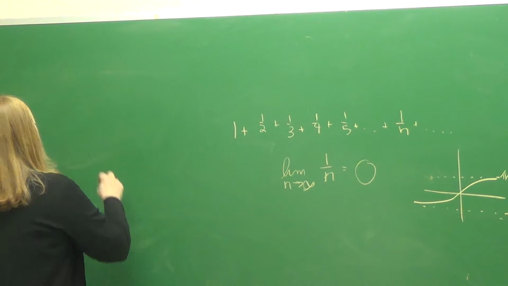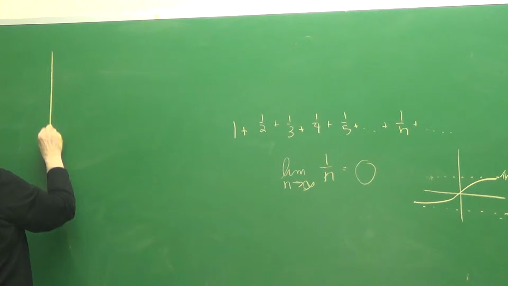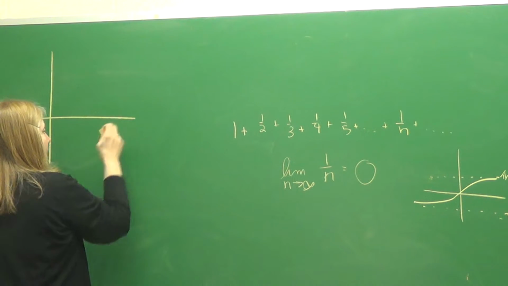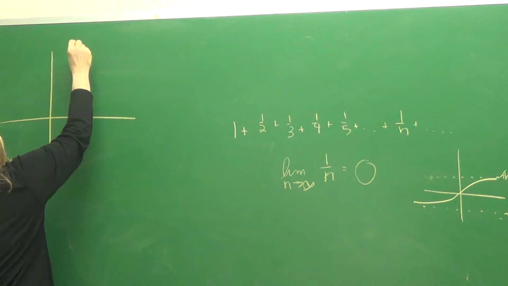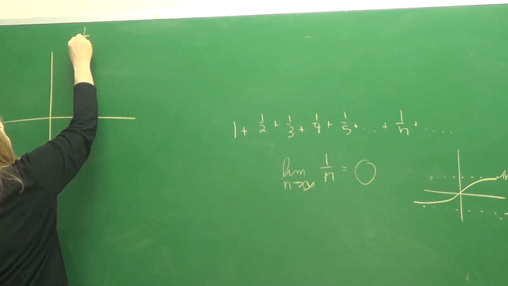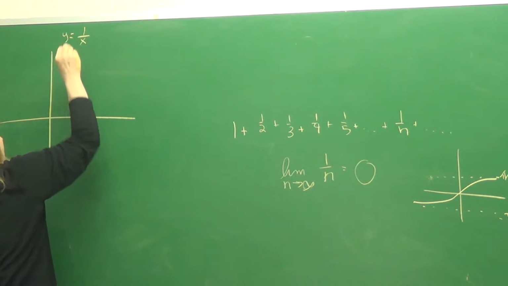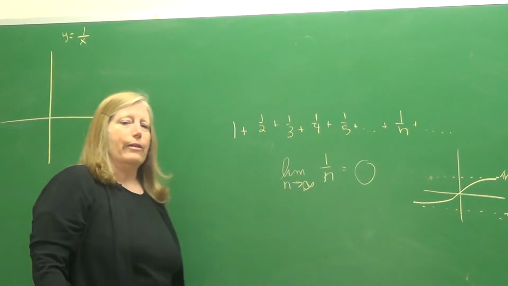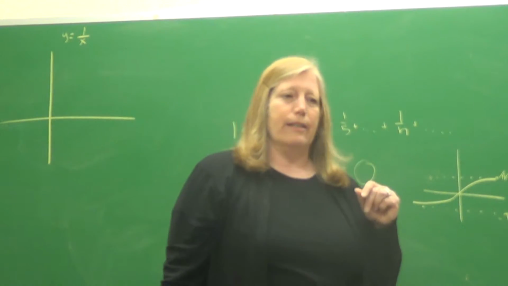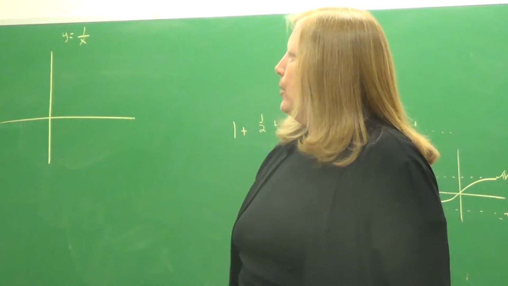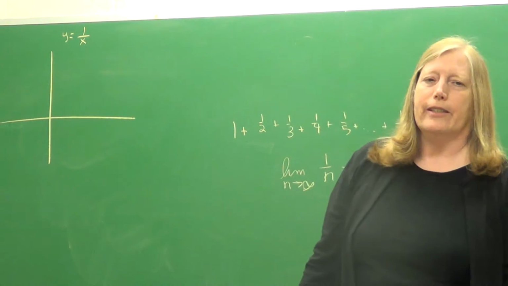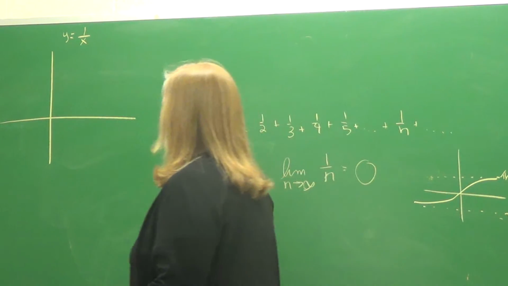So, this drawing, I'm going to draw an old friend of ours. See if you can draw it. y equals 1 over x. And I'm only interested in that graph in the first quadrant. So if you would draw an old friend of ours, the reciprocal function, from our pre-calculus days.